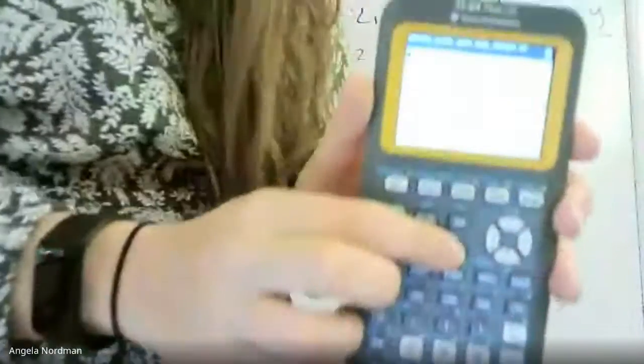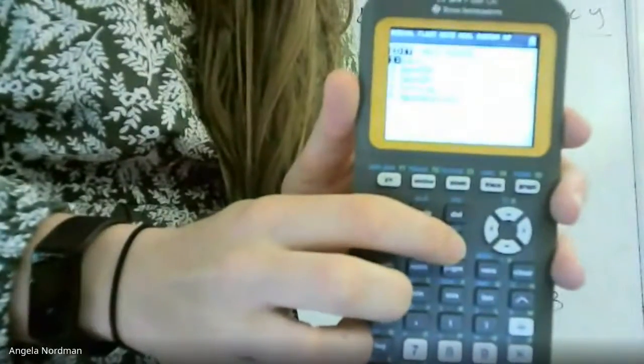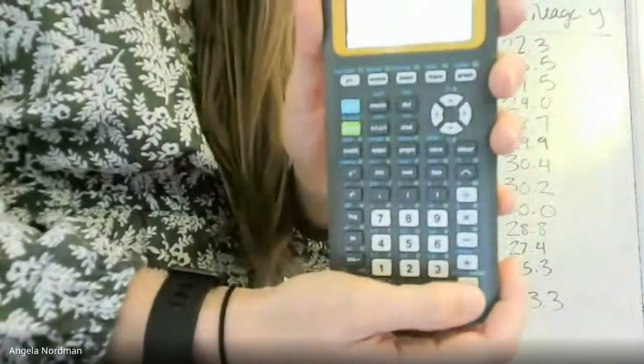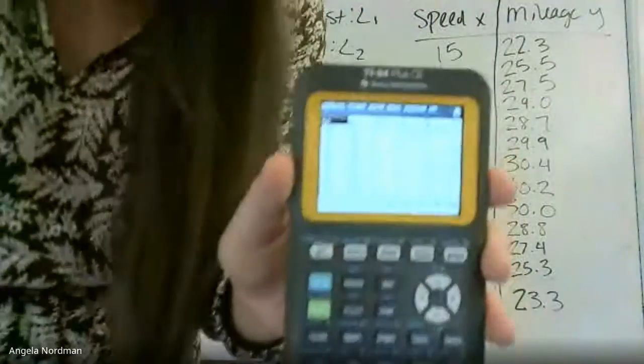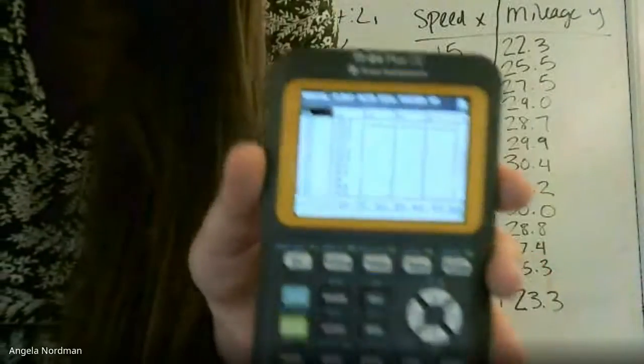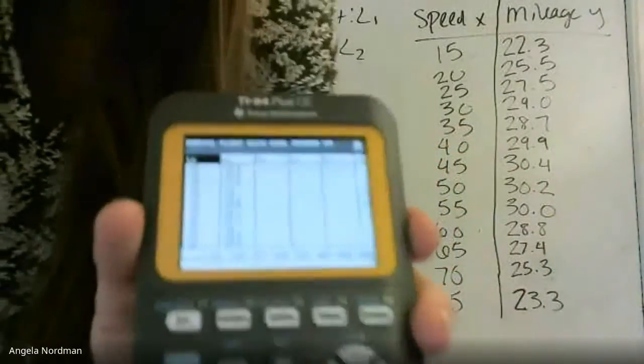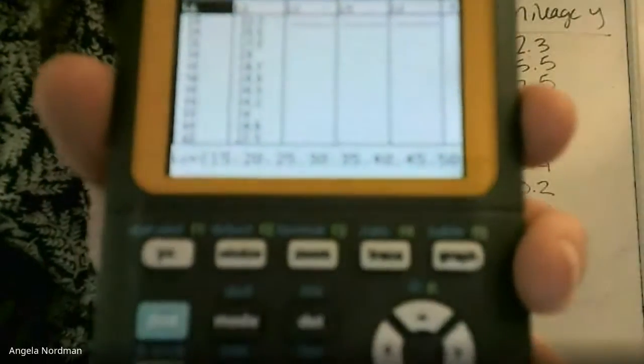So after we've done that, you can go ahead and do second quit. Go ahead and get out of that. Then we're going to hit the stat button, and you see edit. Go ahead and press enter on that. It pops you up to list 1 and list 2. You can see I already had these two lists filled out.